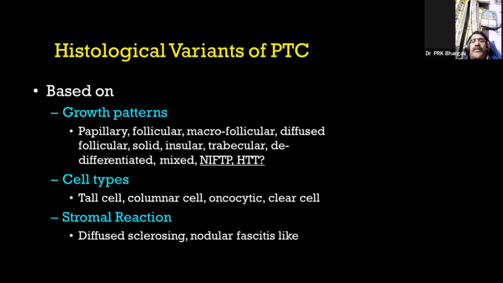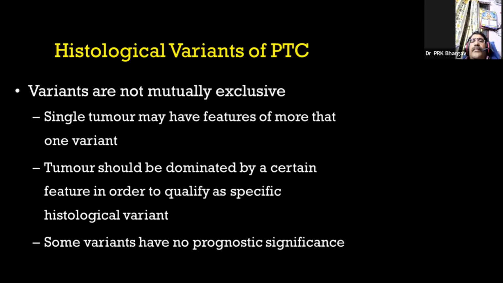Next. Now, this is a very important slide. Basically, we can categorize histological variants of papillary thyroid cancer based on the growth patterns, such as papillary, follicular, macrofollicular, solid, insular, trabecular, mixed, and the two underlined ones I will cover a little later, NIFTP and the hyalinizing trabecular tumor. Based on cell types, it can be further divided into tall cell variant, columnar cell, oncocytic, and clear cell. Based on the stromal reaction pattern, it is diffuse sclerosing and nodular fasciitis-like. Coming to the next, these variants are basically not mutually exclusive. A single tumor may have more than one variant's features. That is another interesting fact. The tumor is usually dominated by one particular subtype, so that's how we categorize it into that variant.